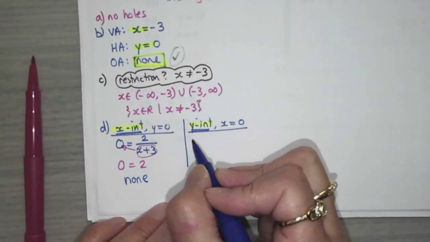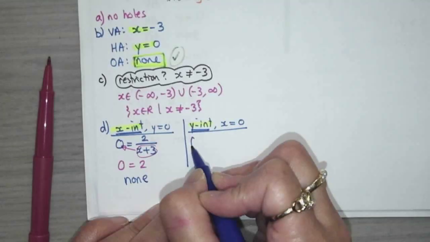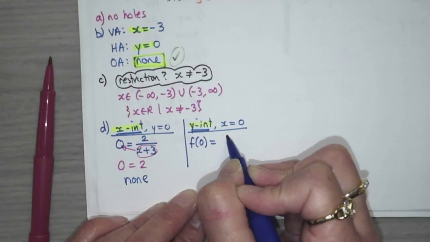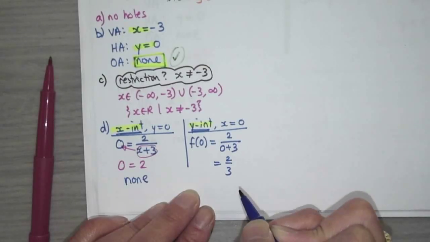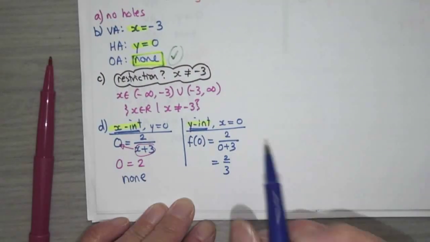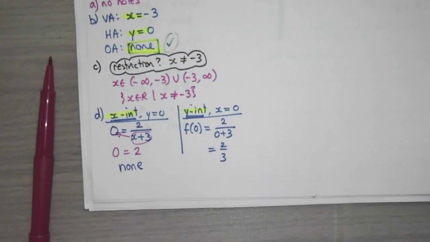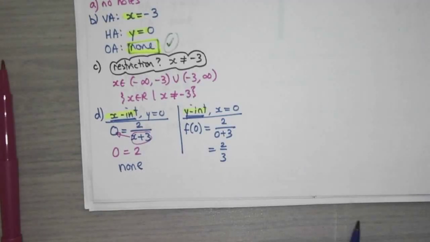Good question. And then here, y-intercept, we're going to go f at 0. So that would be 2 over 0 plus 3. You can go faster. It's just 2 over 3. So I have no x-intercept. I have a y-intercept. And I'm looking for the positive negative intervals.